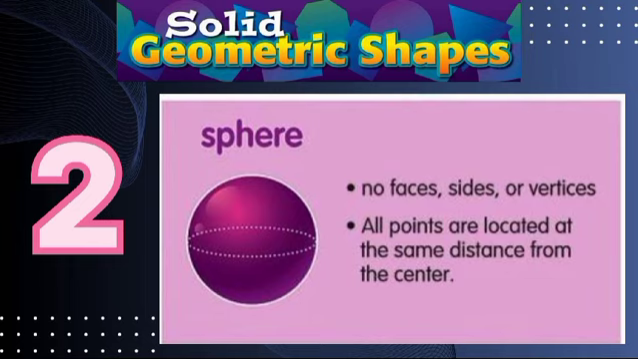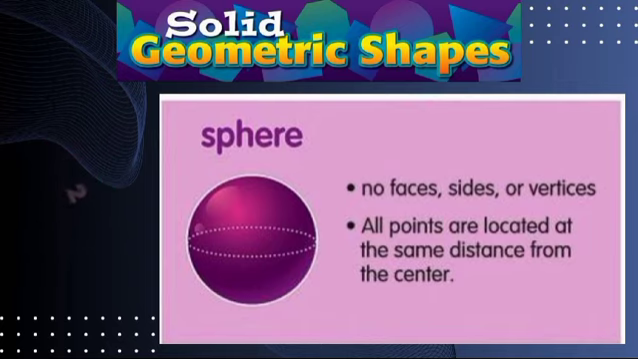Number 2, sphere: no faces, sides or vertices. All points are located at the same distance from the center.